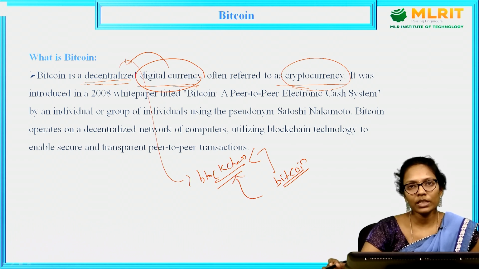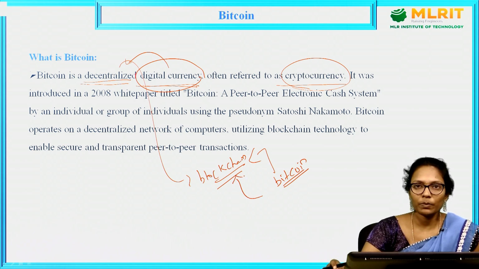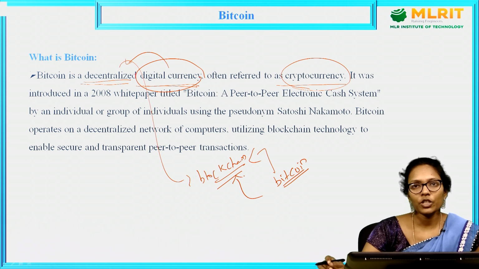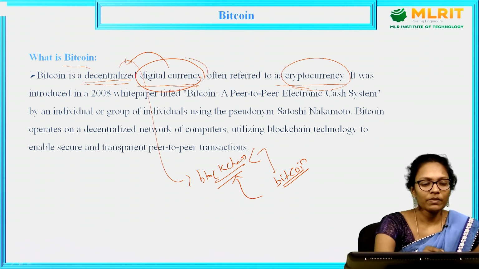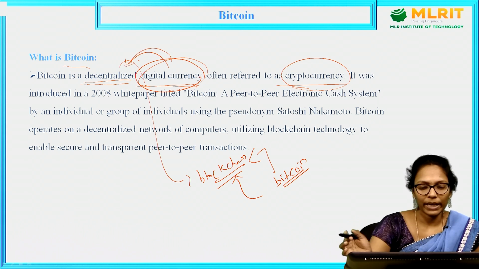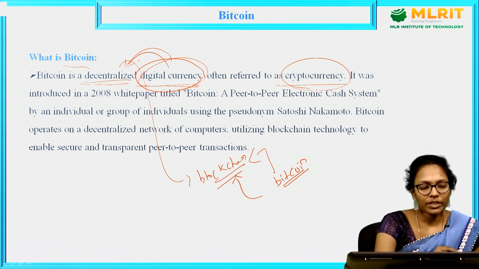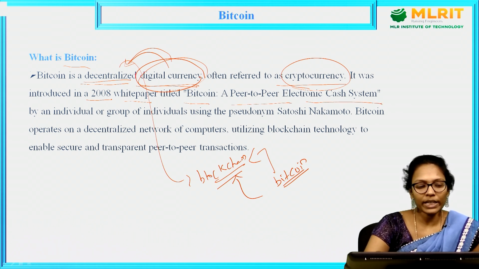Blockchain is nothing but, we know, a decentralized, distributed and transparent ledger of transactions, right? So Bitcoin is a digital currency which follows the blockchain mechanism. It was introduced in 2008 in a white paper. The white paper name is Bitcoin: A Peer-to-Peer Electronic Cash System.